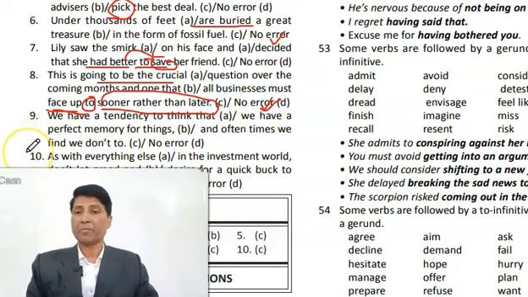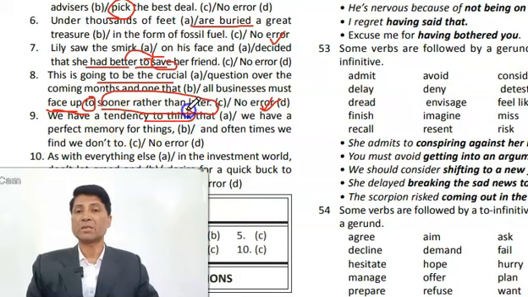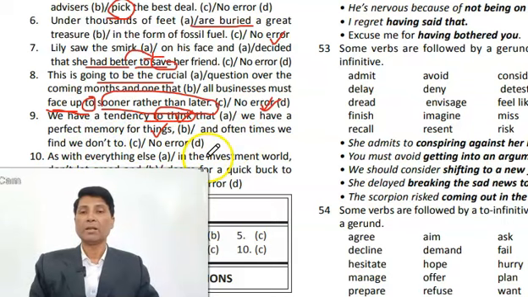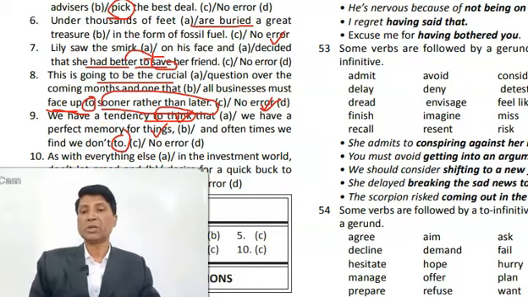Look at question number 9. We have a tendency to think that we have a perfect memory for things we find we don't do. Okay, so we have a tendency to think, this full infinitive is correct, there is no problem here. That we have a perfect memory for things, this part is also okay, and oftentimes means quite often. We find we don't do. So this to is wrong here. It should be we don't have, not to. So to should be deleted from here.